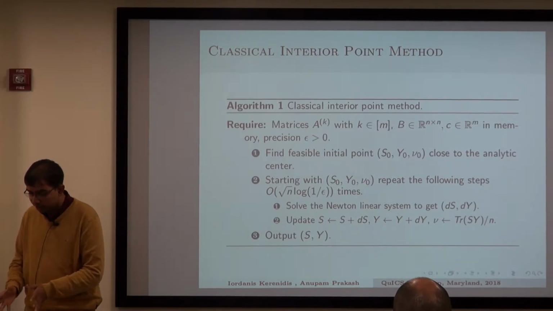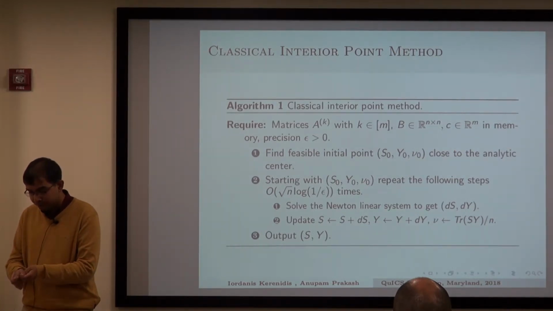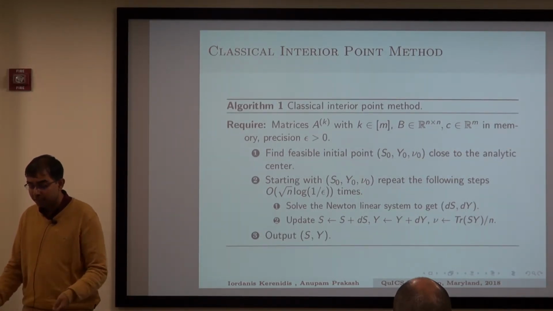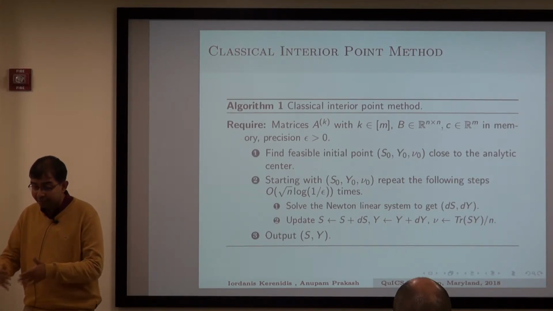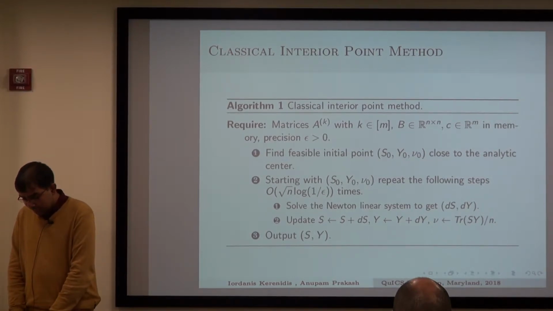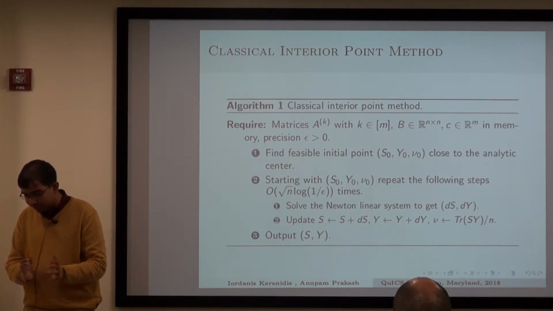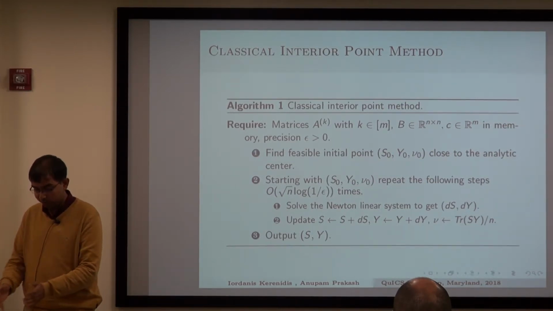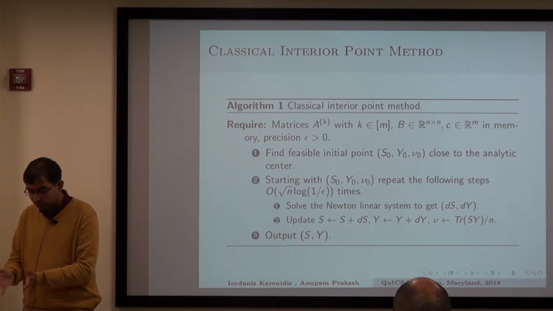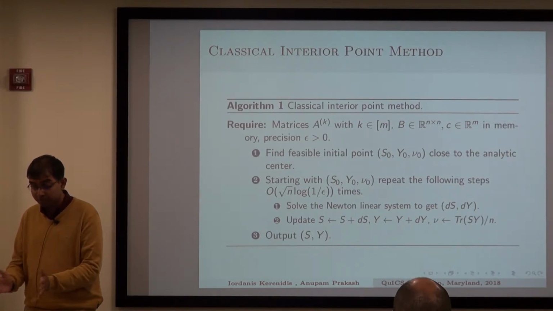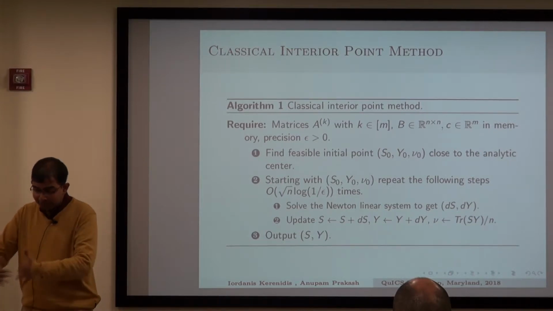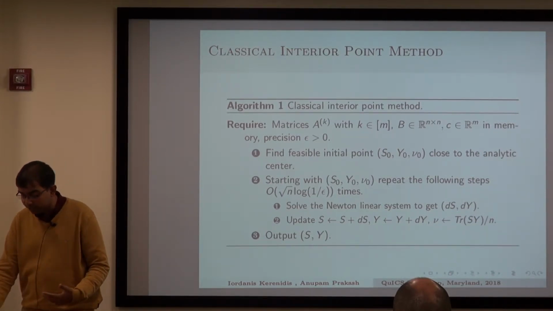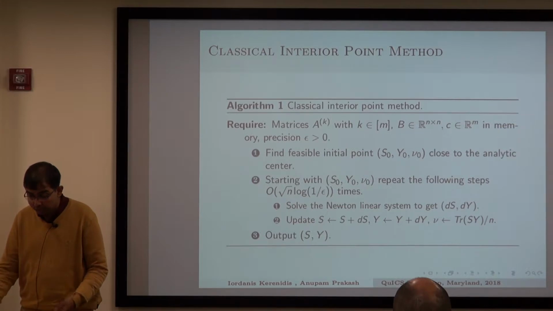So let's write it as an algorithm. The first step is to find a feasible initial point. This, in fact, can be done in a manner similar to the interior point method. It's well known classically. Then, starting with this initial point, one writes and solves the linear system and then updates the solutions. This goes on for square root n log 1 over epsilon steps, and the duality gap is epsilon in the end. That's the high-level structure of the classical interior point method. So let's see what extra things come up in the quantum interior point method.